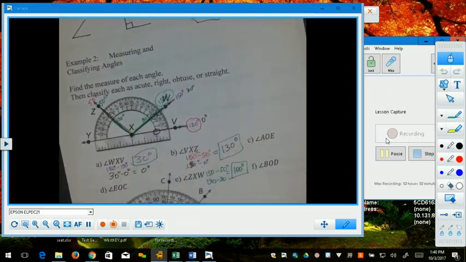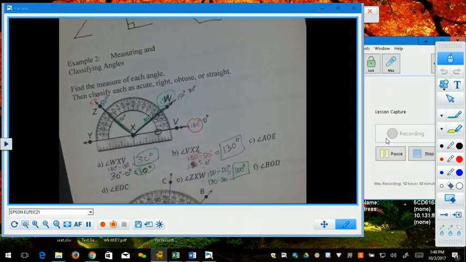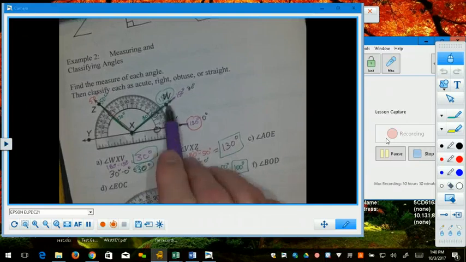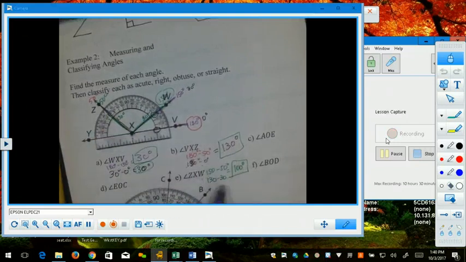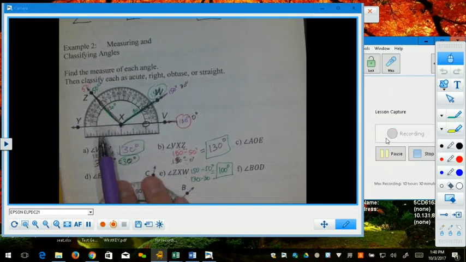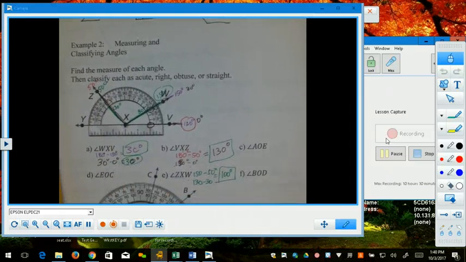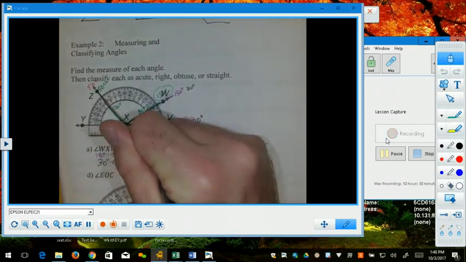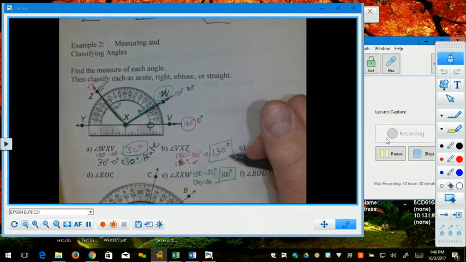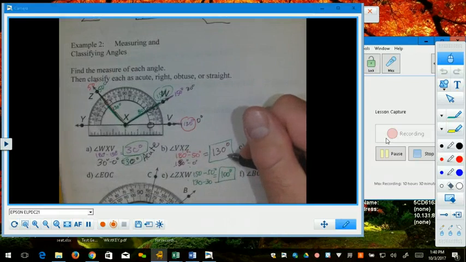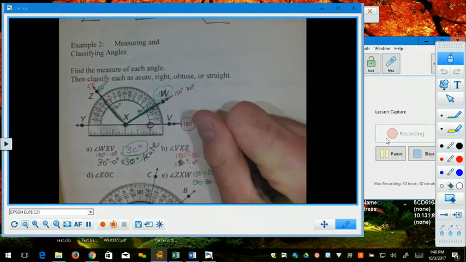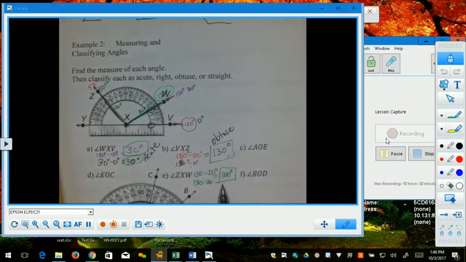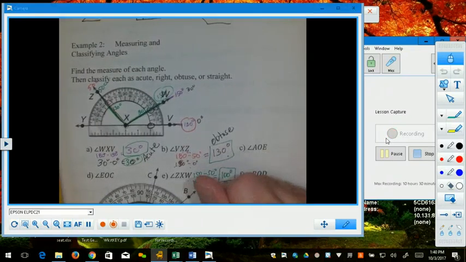Now I missed something here, and that was that we were supposed to also classify it. So before I move on to the next problem, I would go back and make sure I answered all parts. Find each measure, which we did, then classify it as acute, right, obtuse, or straight. Well, the first one is a 30-degree angle, so it's acute. The second one's 130 degrees, which is bigger than 90 and less than 180, so it's obtuse. And the other one's 100 degrees, which is also bigger than 90 and less than 180, so it's obtuse.